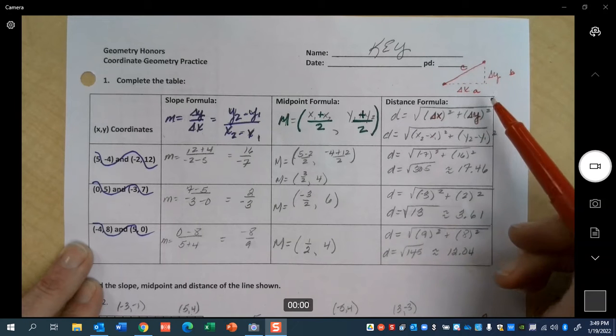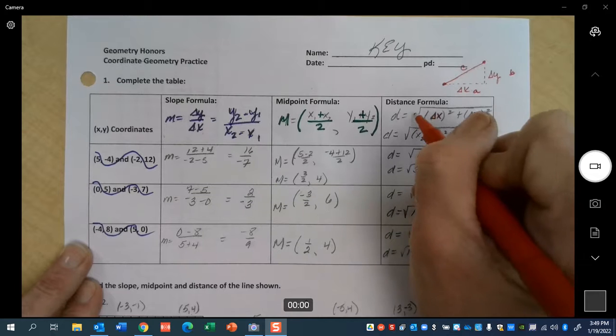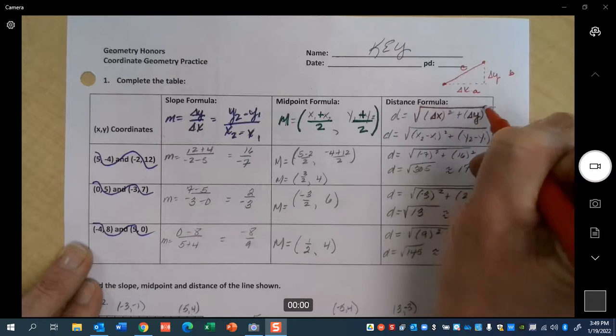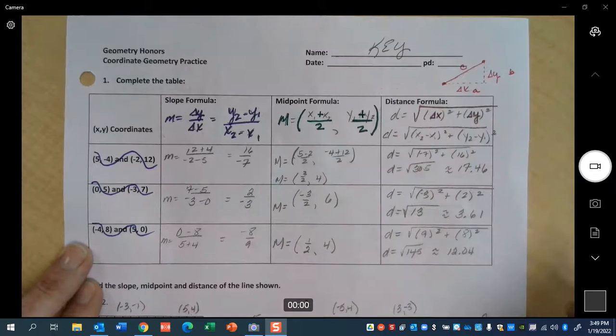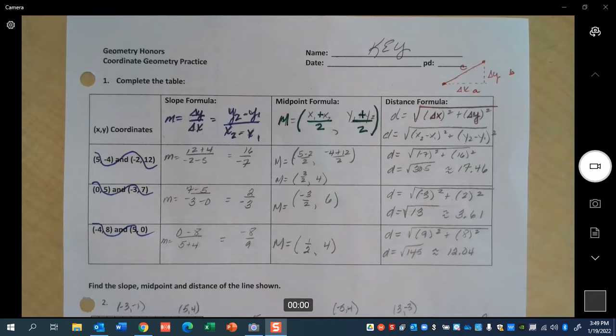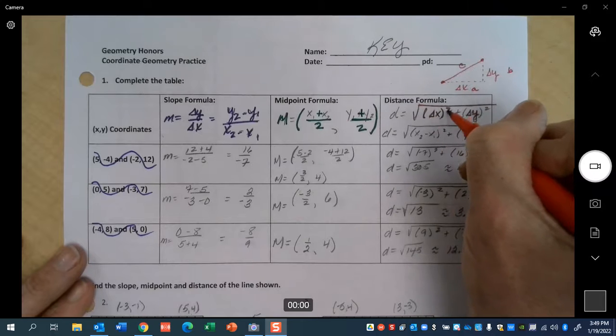So instead of having a squared plus b squared equals c squared, I'm just going to have this square root, where I'm taking the radical, I'm taking the square root of my a squared plus b squared. So it's important to see these different features of the Pythagorean theorem reflected here in our distance formula.